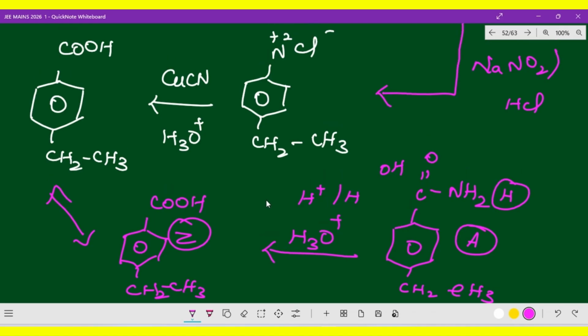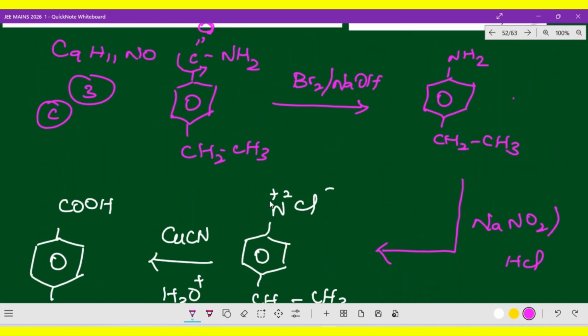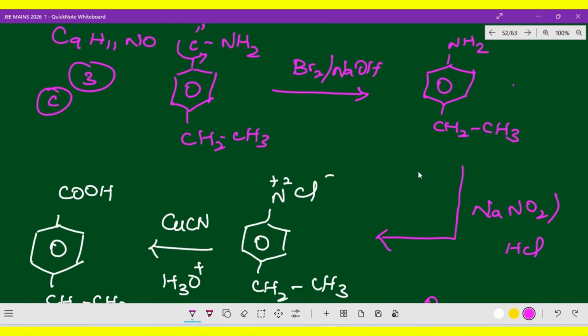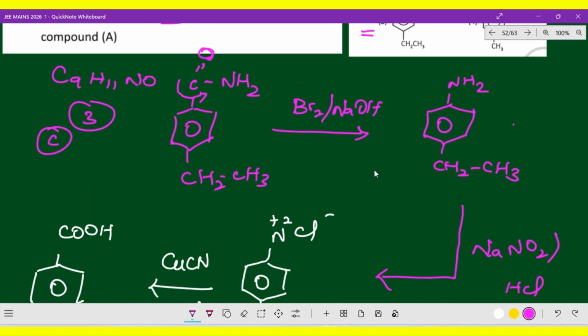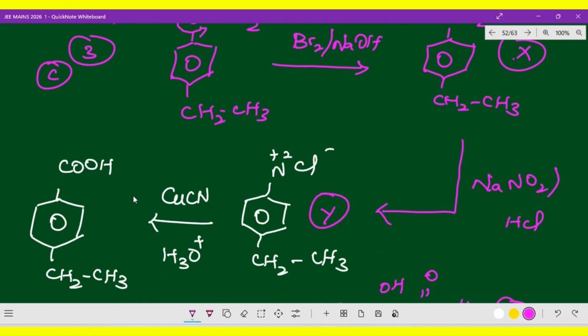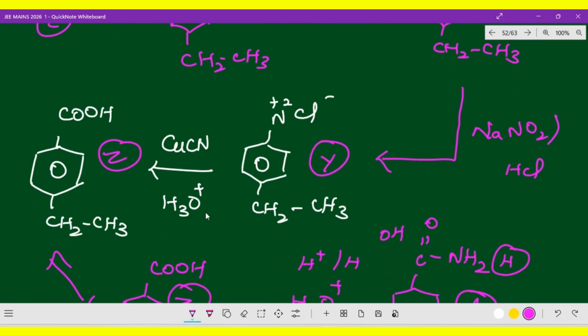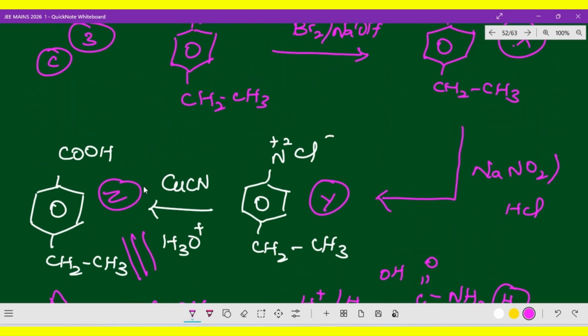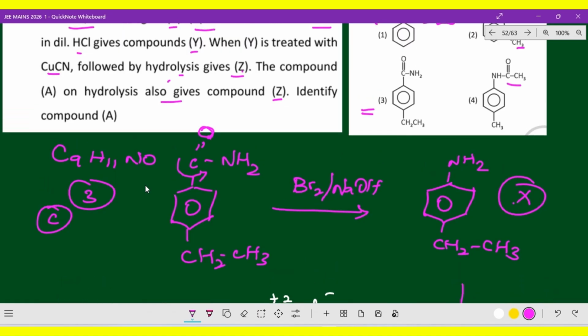Now this is compound Z. That means only compound 3 is possible. I have given that idea about why we are not selecting compounds 1, 2 and 4. So this is compound X, and next to that is compound Y. This is compound Y, and this is compound Z, and this is compound A, and this is compound Z. Both are similar. I hope you got the clarity why I have selected 3 and why I can't select 1, 2 and 4.